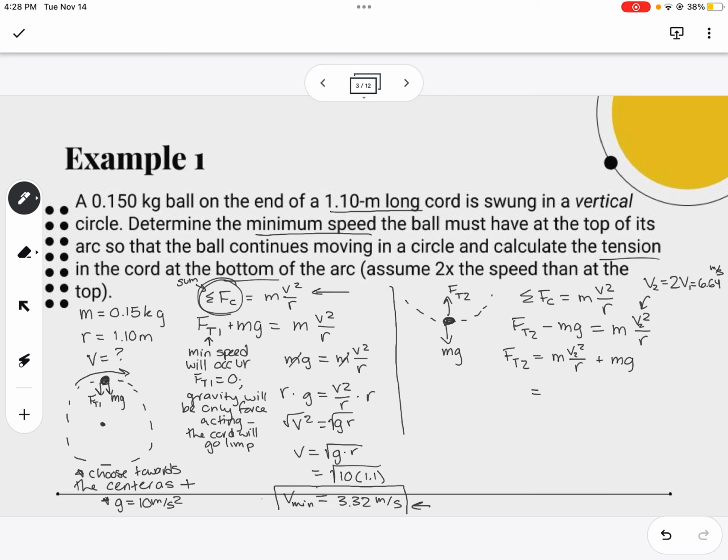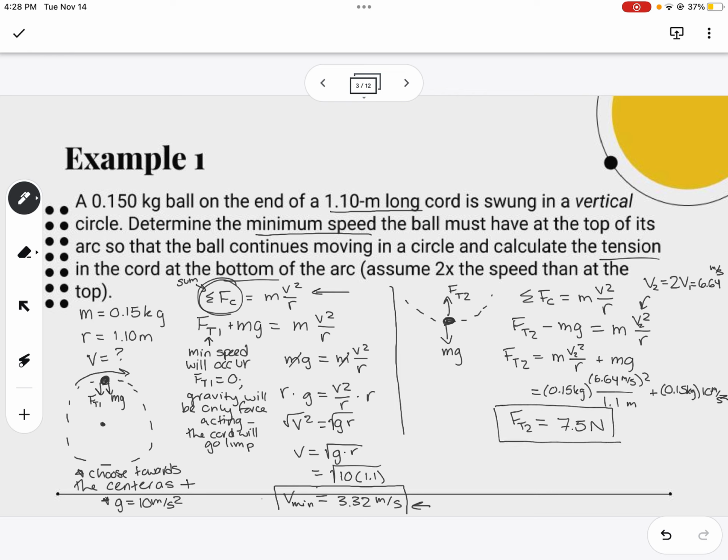Go ahead and plug in everything that you know. You know your mass. You know v2 is 6.64 meters per second, squared. Your radius, we said, was 1.1 meters, plus your mass, 0.15 kilograms, times g, 10 meters per second squared. Plug all of that into your calculator, and you're going to end up with Ft2 equals 7.5 newtons.